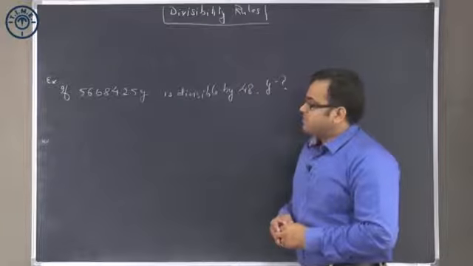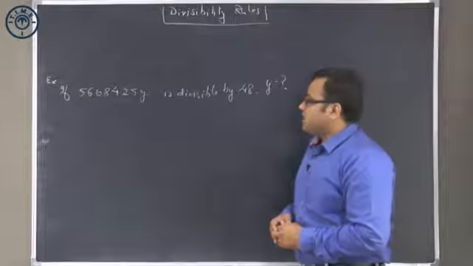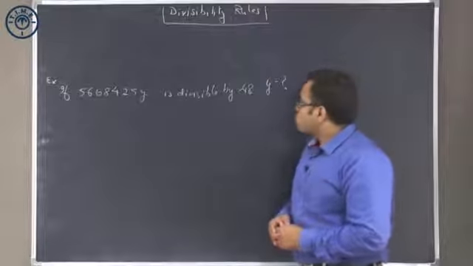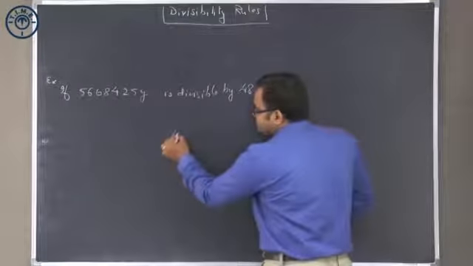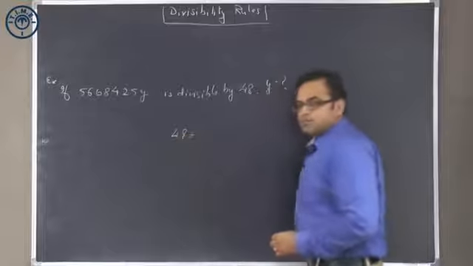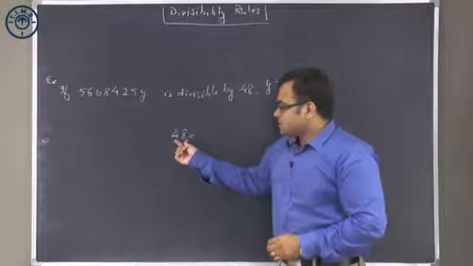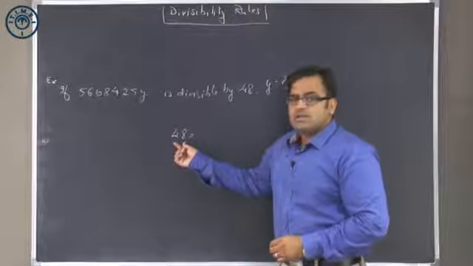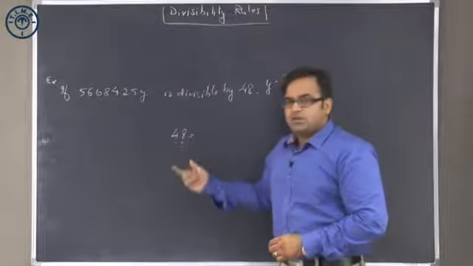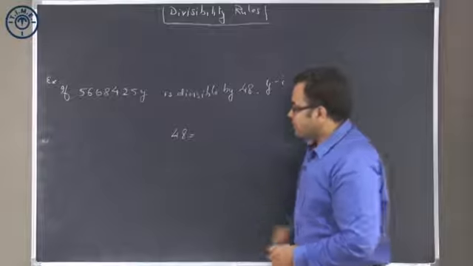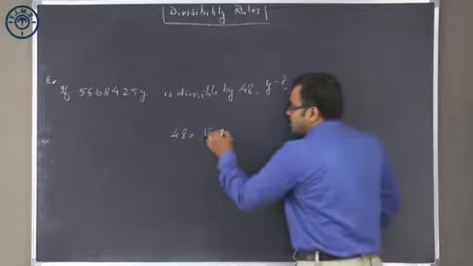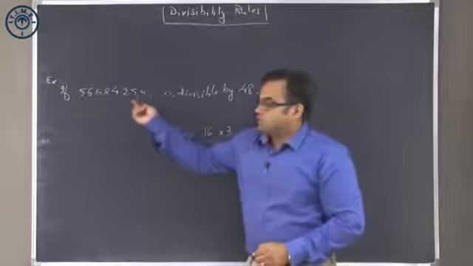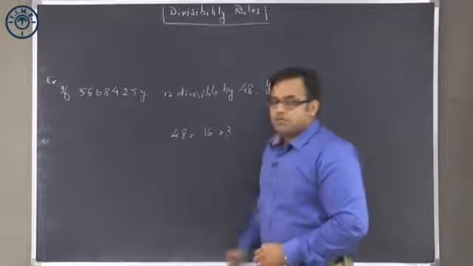If the number 5668425y is divisible by 48, then what is the value of y? 48 is a composite number. 48 can be written as 12 into 4. It can also be written as 16 into 3. 16 and 3 would be co-prime. So therefore 48 can be written as 16 into 3. So now I need to check the divisibility of this number by 16 and by 3.